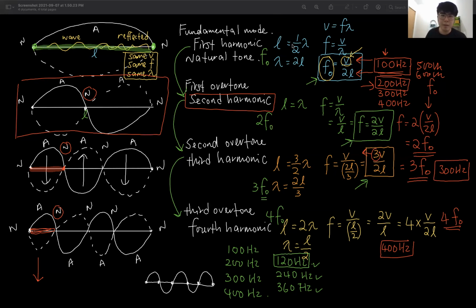How about if I want the 23rd harmonic? What is the frequency of the 23rd harmonic? Of course, we are not going to draw 23 diagrams here, so we are going to use a formula. You can see a pattern here: F0, 2F0, 3F0, 4F0. So if it's the 23rd, then it's 23F0. You just find the fundamental frequency, you times 23, that is the frequency of the 23rd harmonic.